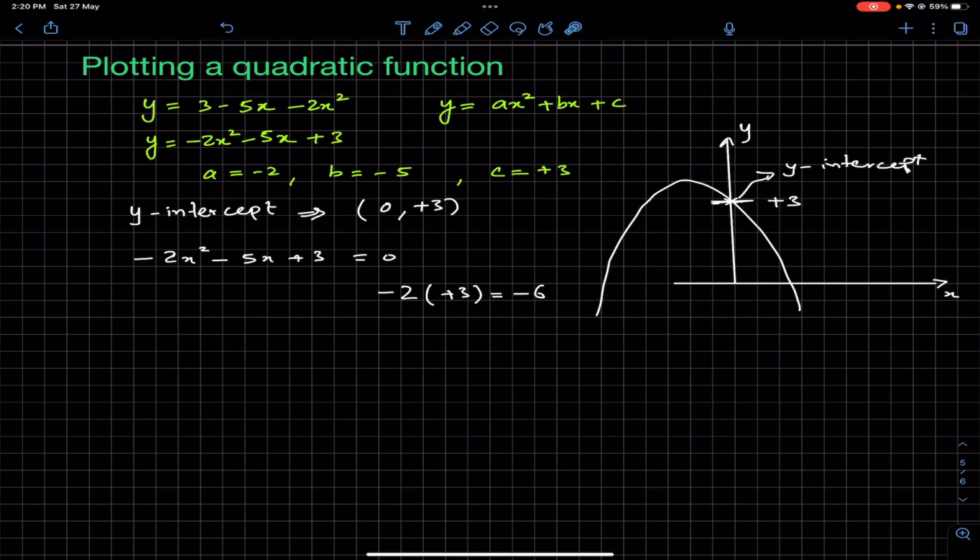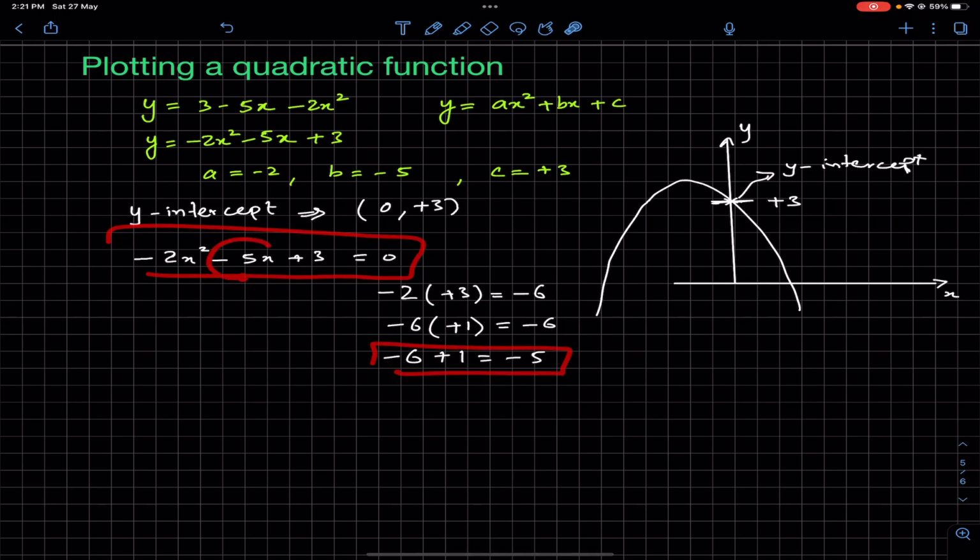So we need to find two numbers whose product is minus 6, and the sum of those two numbers must be minus 5. As we know, minus 2 into plus 3 gives us minus 6, but the sum is plus 1. Now minus 6 into plus 1 also gives us minus 6, and the sum of these two numbers gives us minus 5. So while finding the roots, these two numbers will work for us.